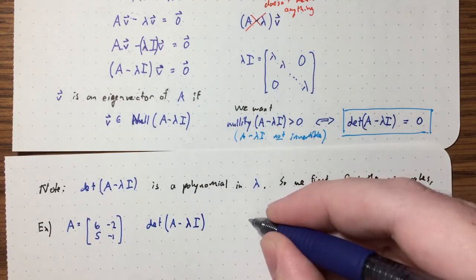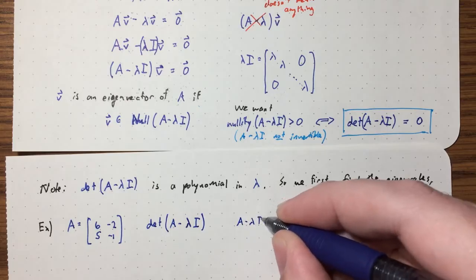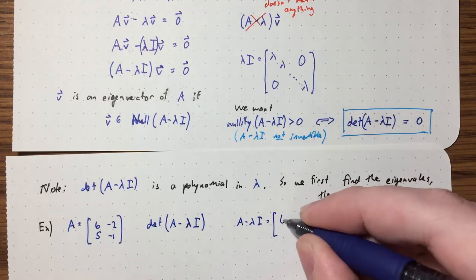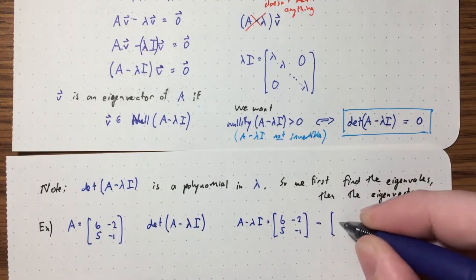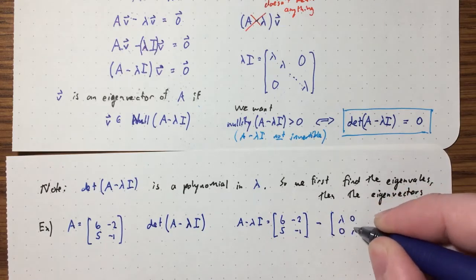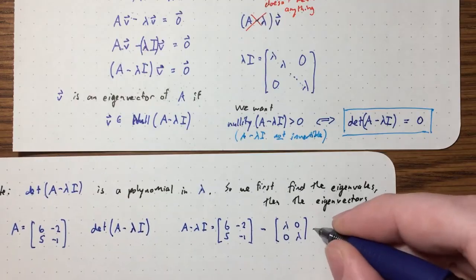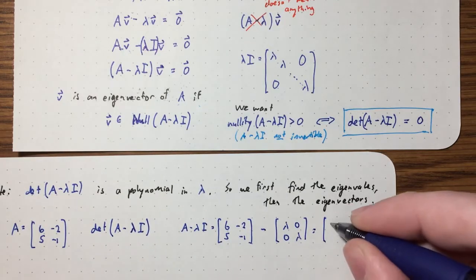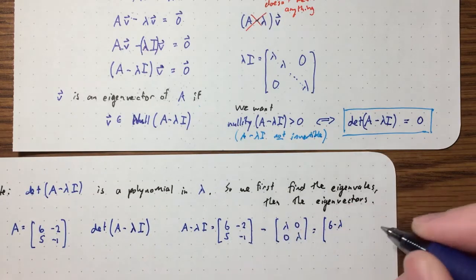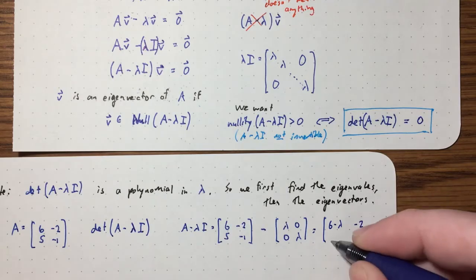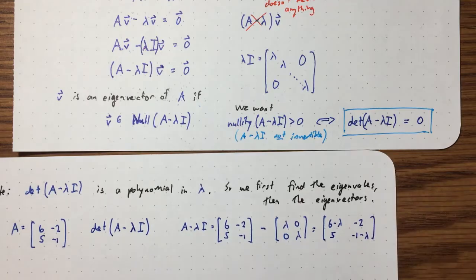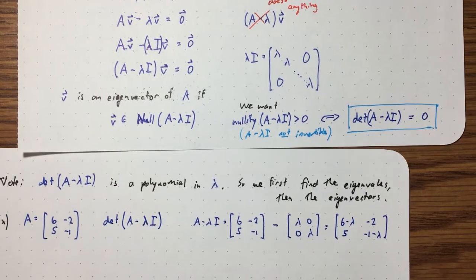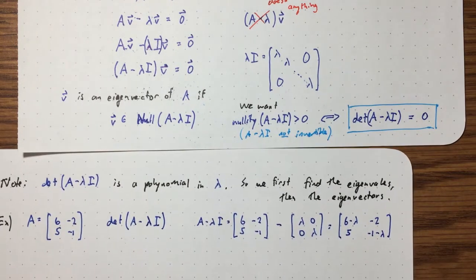But what is this A minus lambda I? It's this matrix minus lambda times the identity. That's this matrix: lambda, 0, 0, lambda. So I get this funny looking matrix: 6 minus lambda, and minus 2 minus 0, that's just a minus 2. 5 minus 0, and then minus 1 minus lambda. That's A minus lambda I.